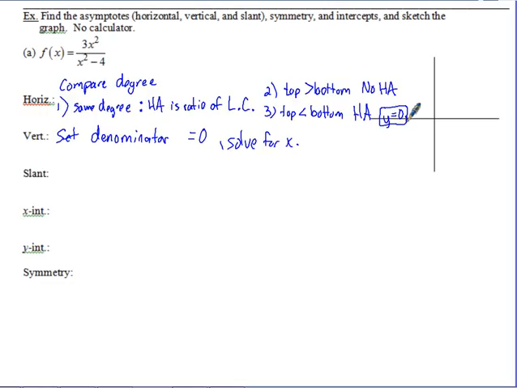So let's recap. For horizontal asymptote, you have three instances. The first instance is that they have the same degree. If they have the same degree, what do you do? You're just looking at it's a ratio of the leading coefficients. If the top is smaller, what do you do?